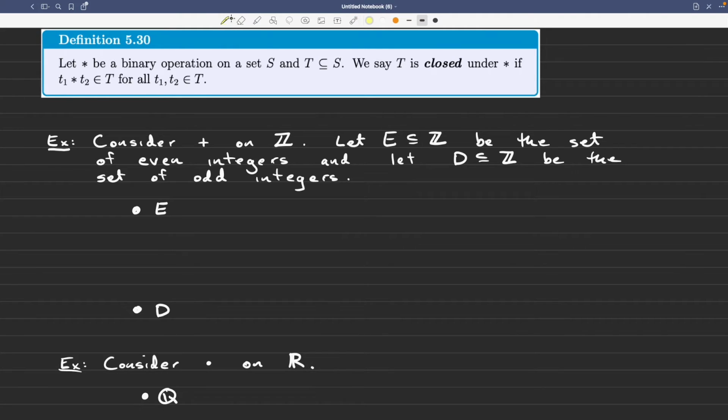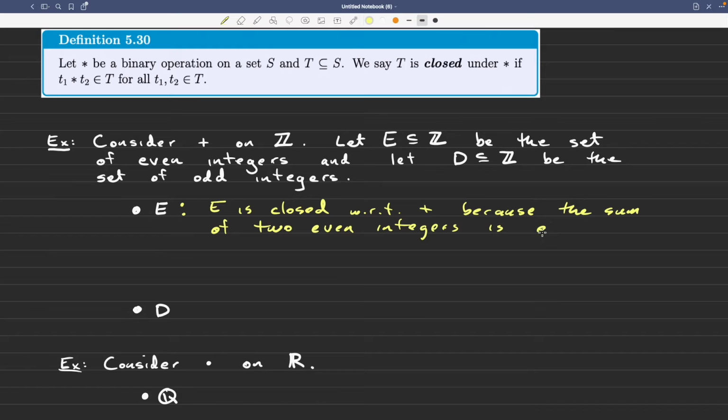Well, we know that if you take two evens and you add them together, you get back an even, right? So E is closed with respect to addition because the sum of two even integers is even. That's something we could easily prove, but I don't think it's worth the trouble to prove it right now.